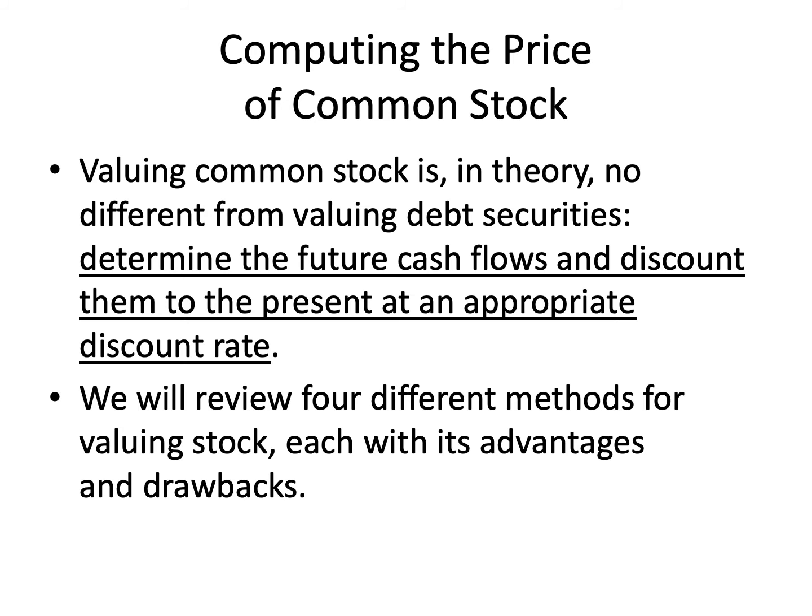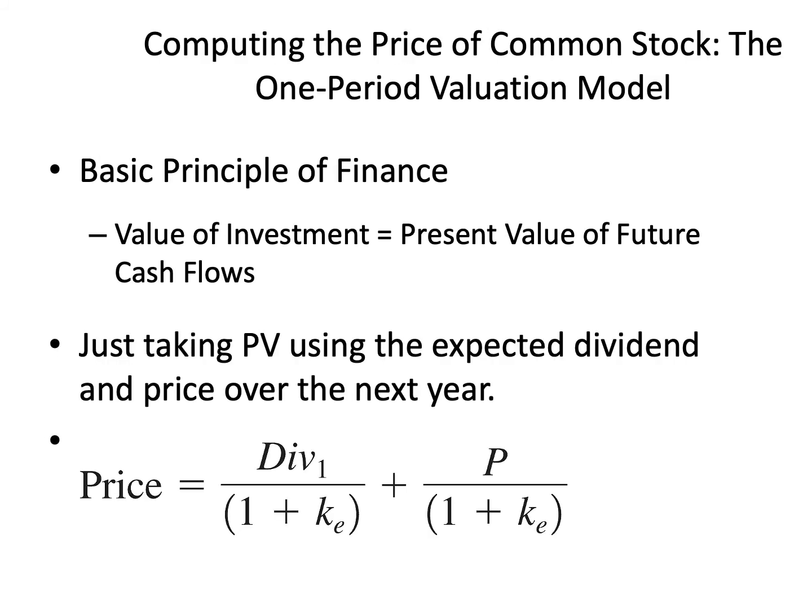We'll look at 4 different methods which exist for valuing stocks. Each has different advantages and drawbacks. The one period valuation model, a basic principle of finance: the value of any investment is the present value of future cash flows. So we could take a very, very simple case. We take the present value using the expected dividend and price over the following year. So the price of a stock will be the dividend received in the year plus the price expected at the end of the year, discounted by some discount rate.